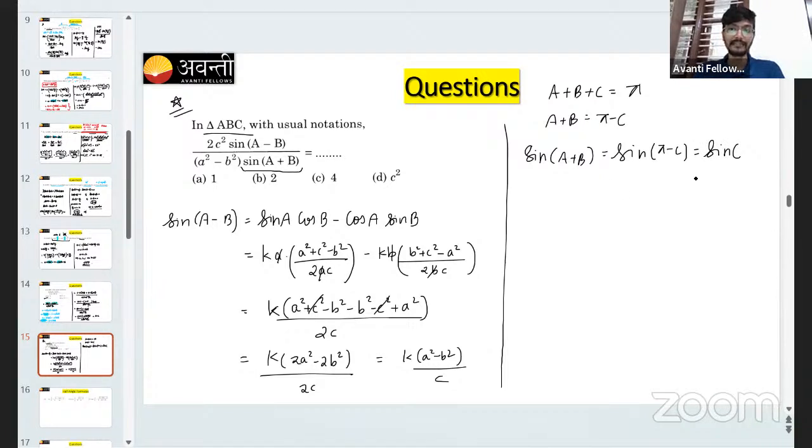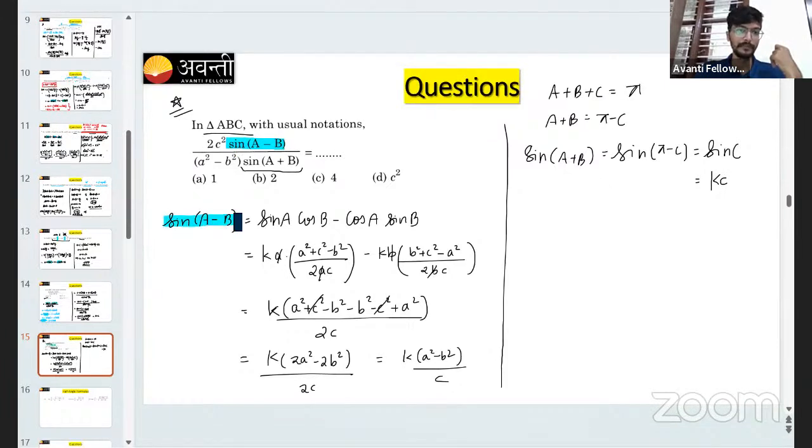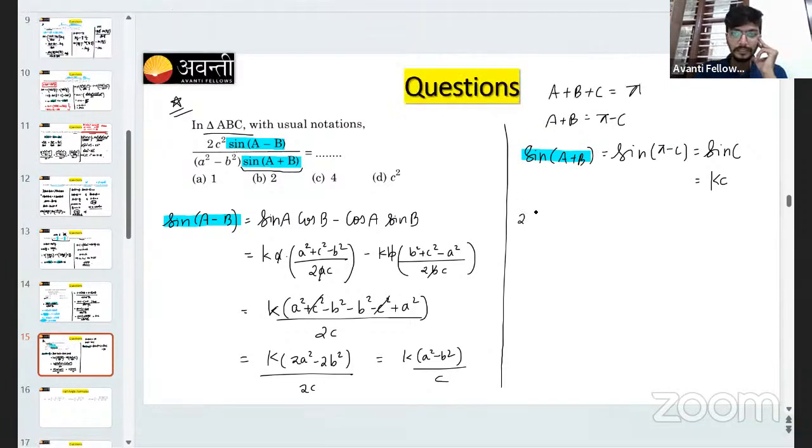And what can I write sin C as? K into C. So now, with these substitutions, sin A plus B, I can write KC. Let's substitute and look at what we'll get. I was telling you, sin A plus B, because of sin A cos B plus cos A sin B, don't use compound angles. That was what I was telling.